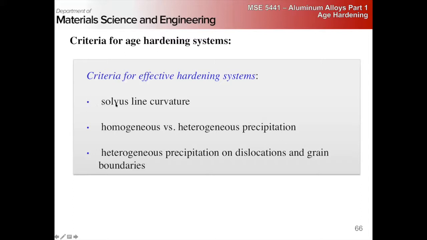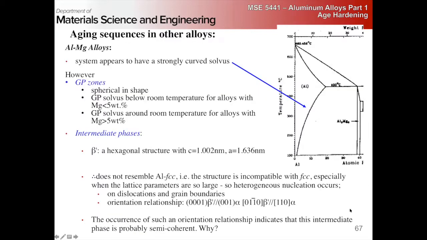And the big ones are solvus line curvature, right? Ease of homogeneous versus heterogeneous precipitation, right? And the fact that heterogeneous precipitation is primarily going to occur on dislocations and grain boundaries, right? So when we say a strongly curved solvus, right, we have here, where if we're above, we're in the single-phase region. If below, we're in the two-phase region. So this is the solvus line for the secondary phases here.